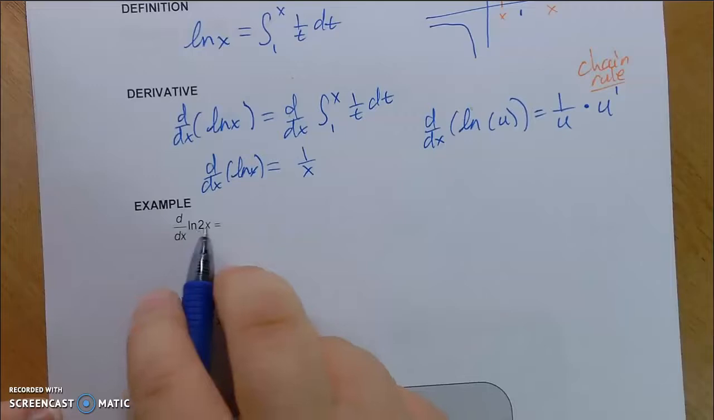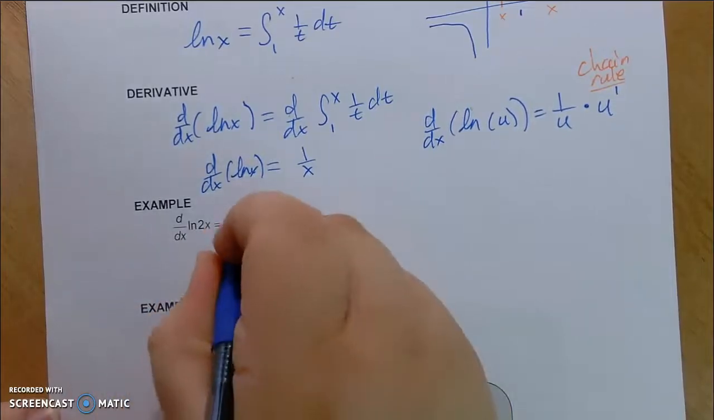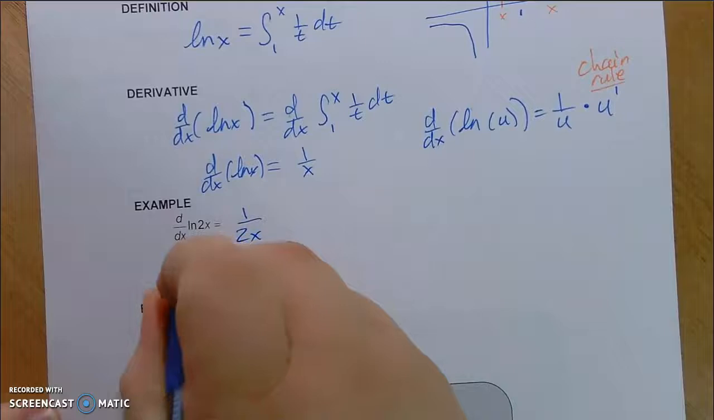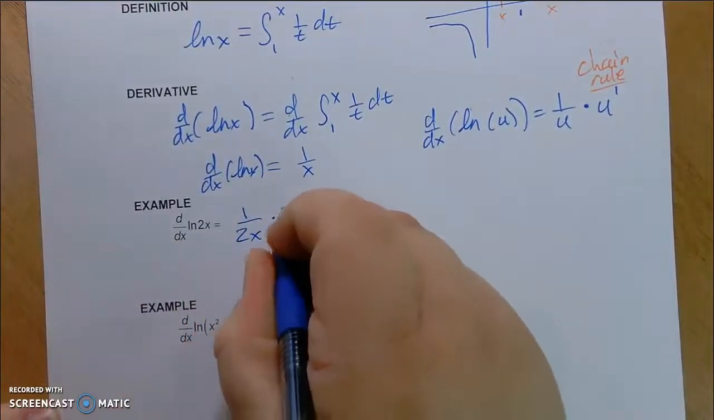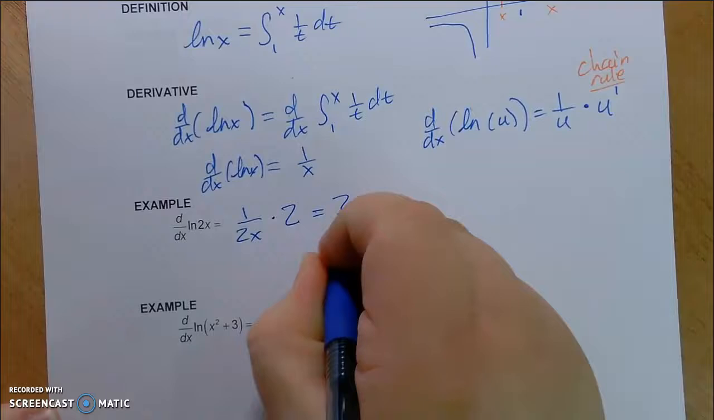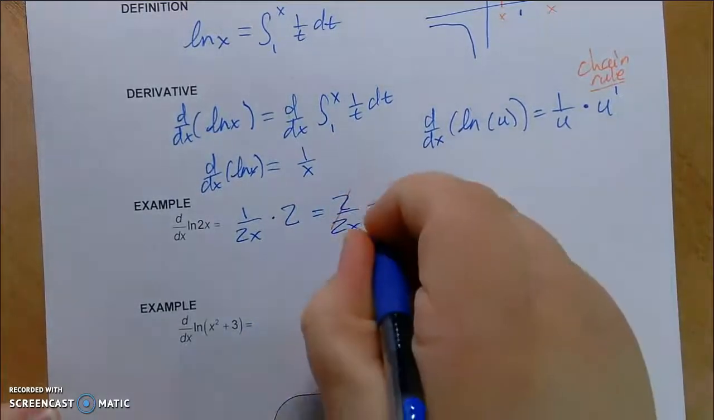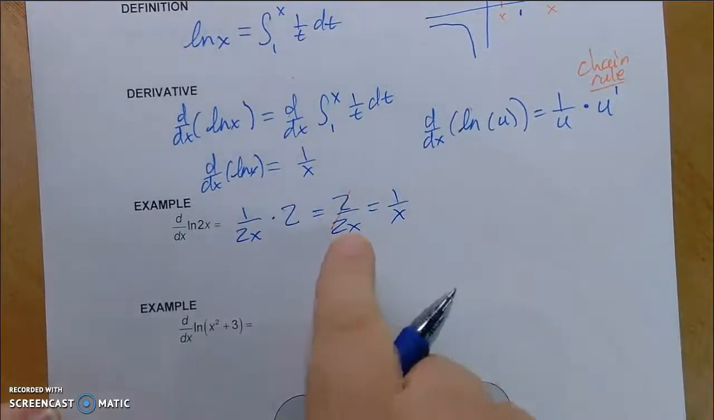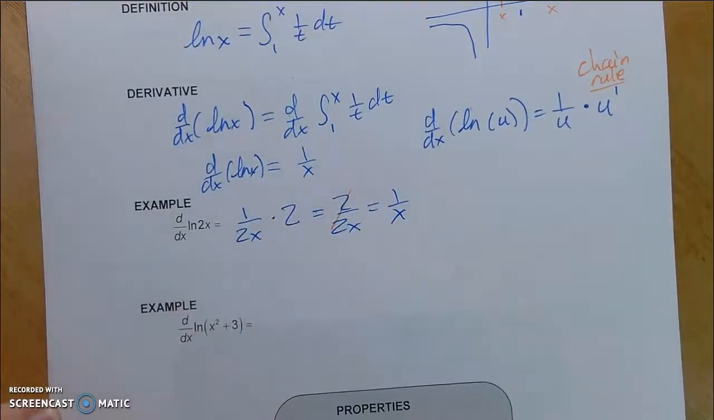So we have the derivative of the natural log of 2x, 2x being the inside function. So it's going to be 1 over whatever's on the inside times the derivative of the inside. The derivative of 2x is 2. Then we simplify. The 2's cancel out, and we're left with 1 over x. Make sure that x stays in the denominator. Don't cancel and then leave me with x. We still have a fraction.